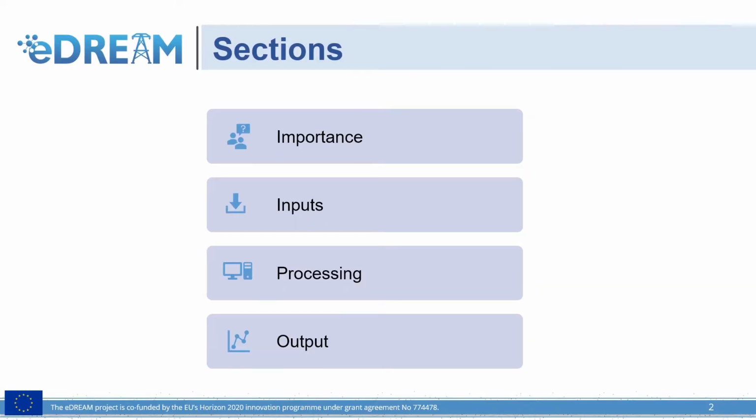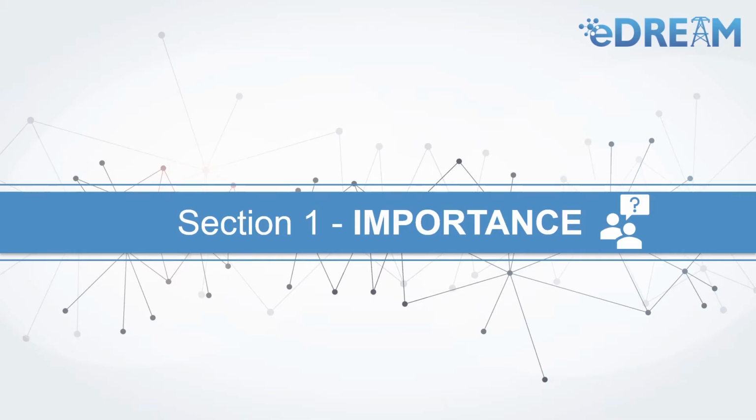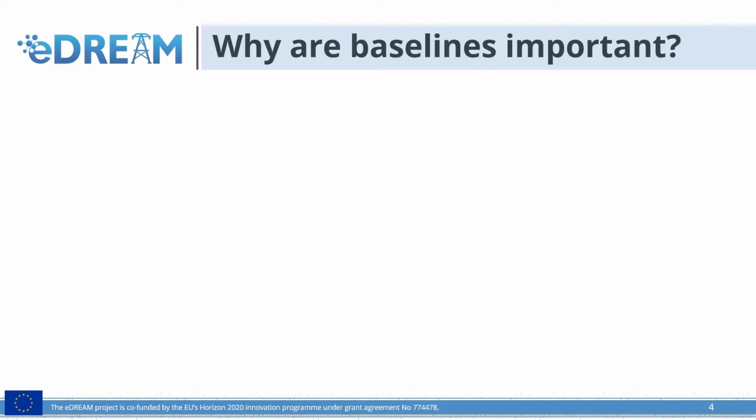The first section is about the importance of the baseline. The second section is about input for the tool, processing data, and output. Those are the 4 sections. All right, the first section. And the question is, why is the baseline important?